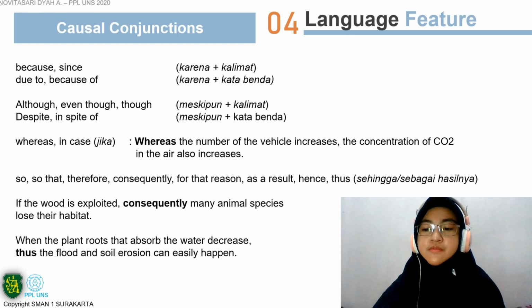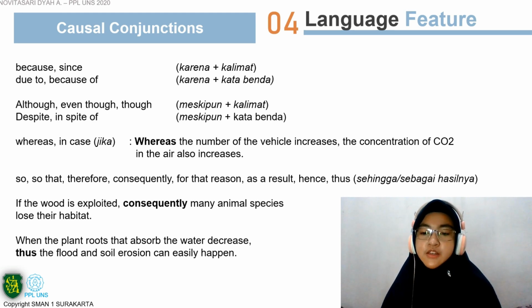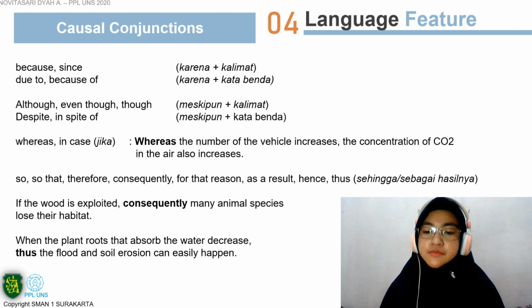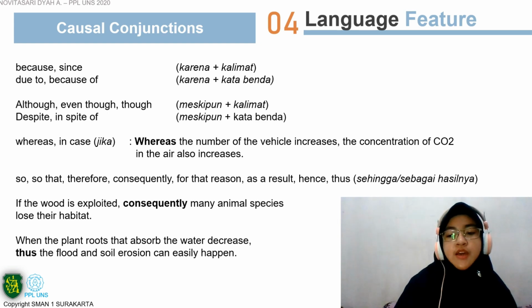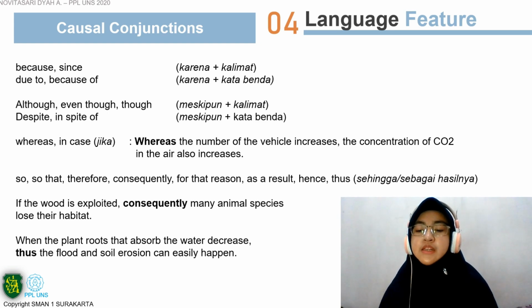And then we have causal conjunctions: because, since, due to, because of. These four have the same meaning, but the usage is different. Because and since are followed by a clause; due to and because of are followed by a noun or noun phrase. For example, I don't go to school because it is raining, and I don't go to school because of the rain.